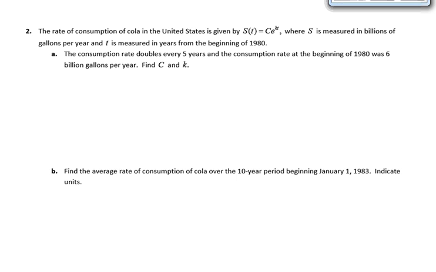Okay, so we have more of an application type problem. We have the rate of consumption of cola in the United States is given by this formula. And what you notice about that formula is that it's exponential growth and decay, where S is measured in billions of gallons of cola per year consumed, and T is measured in years from the beginning of 1980. All right, so we want to use this model, and in order to use it though, we have to find those constants, C and K.